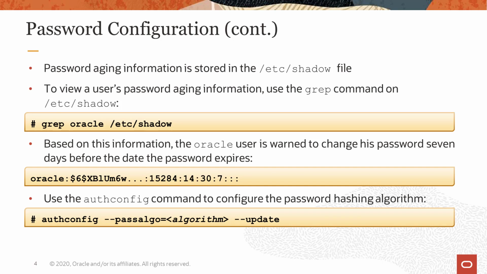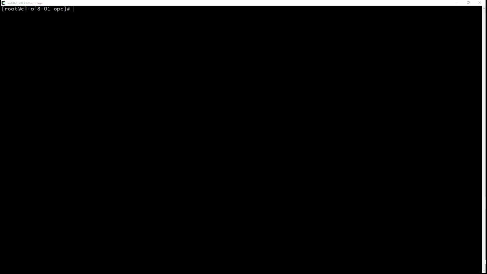The Linux user password hashing algorithm is also configurable. Use the auth-config command to determine the current algorithm being used, or to set it to something different. The syntax for using the auth-config command is auth-config followed by the passalgo option equal to the chosen algorithm followed by the update option. Let's view the password aging information for the Oracle user.